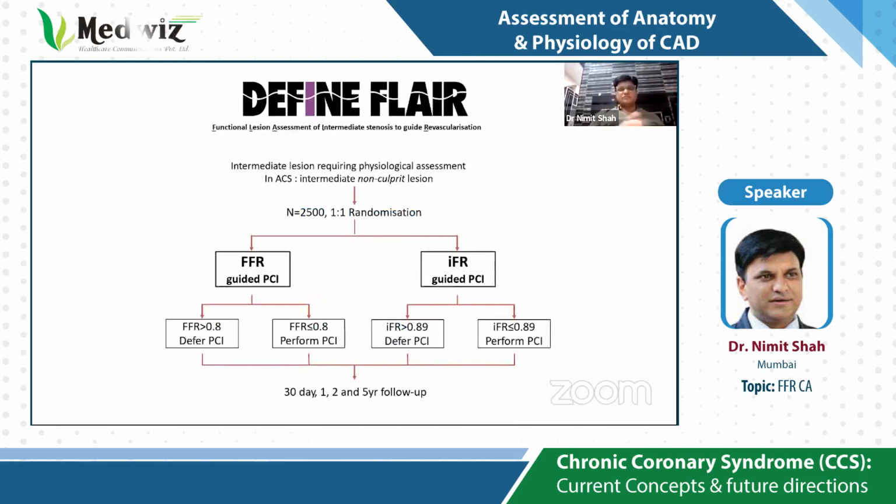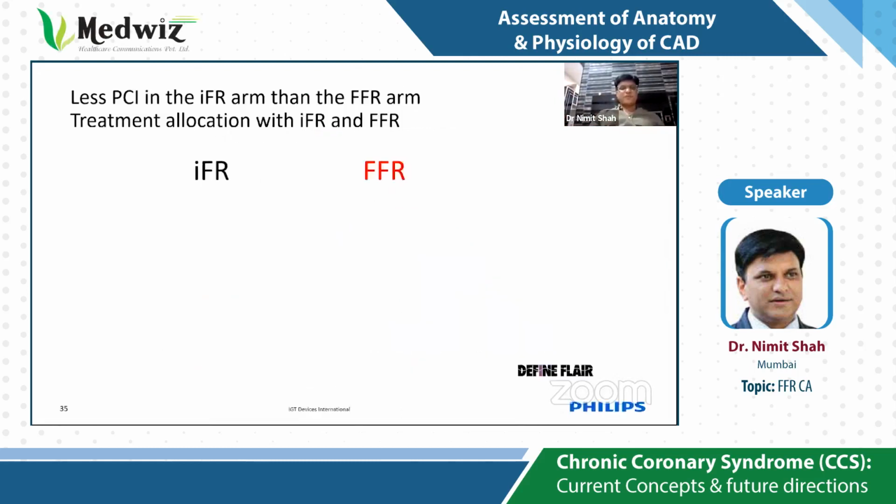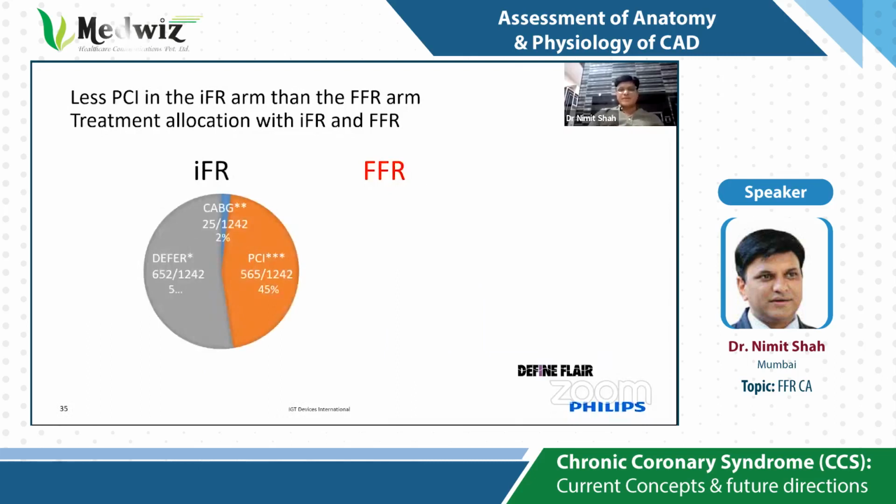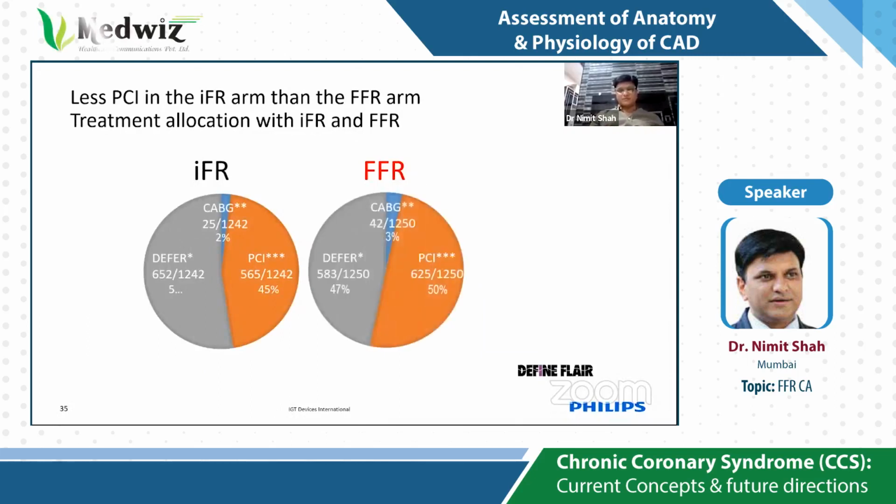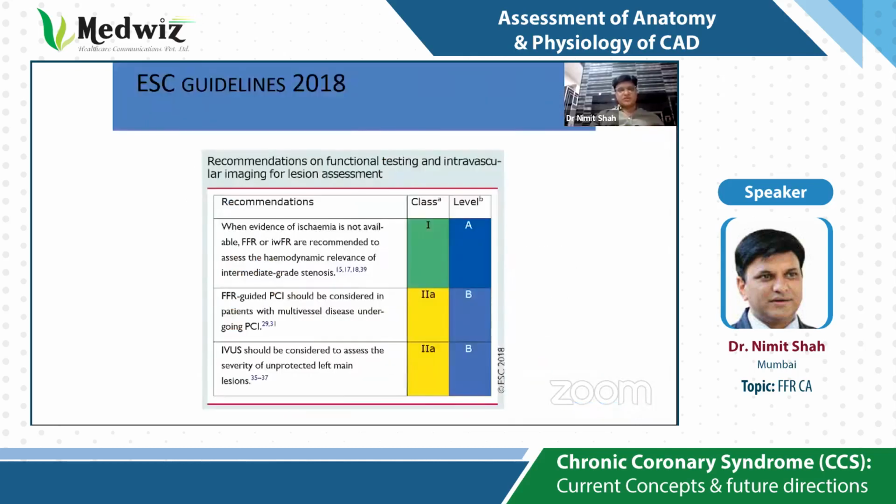The DEFINE-FLAIR trial included 2,500 patients with intermediate non-culprit lesions, randomized to FFR-guided PCI and iFR-guided PCI, with 30-day, 1 to 2 year, and 5-year follow-up. What it proved was less PCI in the iFR arm than the FFR arm, and significantly less revascularization based on iFR interrogation. So that was quite significant.